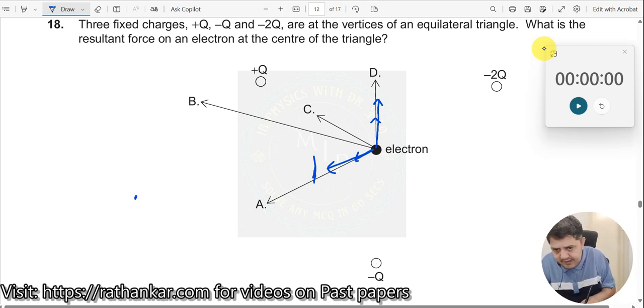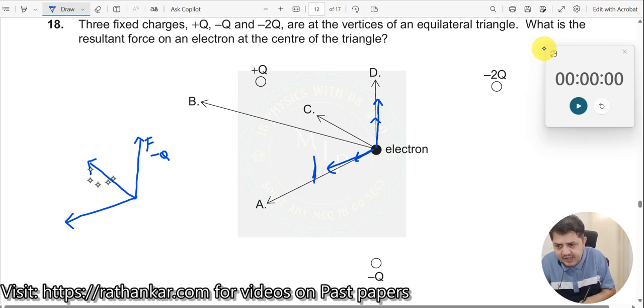I'll write it separately. So one force is acting like this due to minus q. I'll write this as F minus q, and the other one is acting like this over here. Therefore, the resultant of these two would be midway over here. But in addition to it, the plus q is also adding over here. This is also attracting the electron. So this vector will not be this small, right?